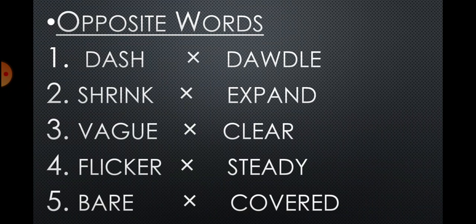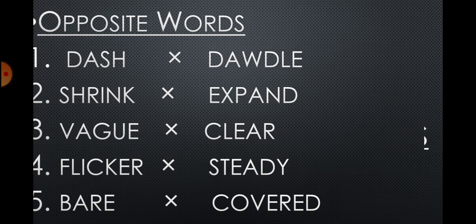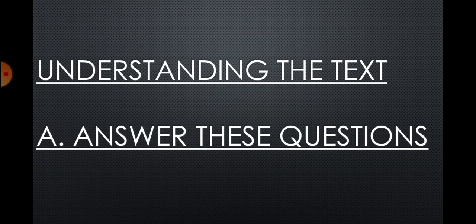The first word is dash and its opposite will be dawdle. The second word is shrink. Its opposite is expand. The third word is vague. The opposite to it will be clear. The fourth one is flicker. Its opposite is steady. And the fifth word, bare. Its opposite is covered. Now let's take understanding the text.